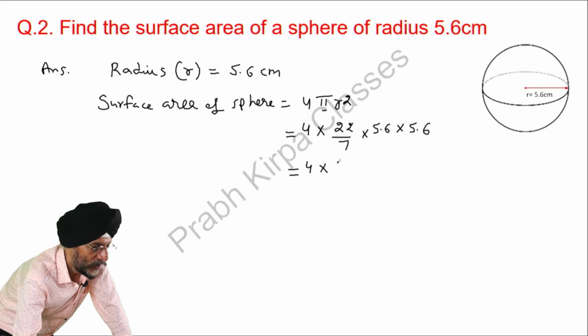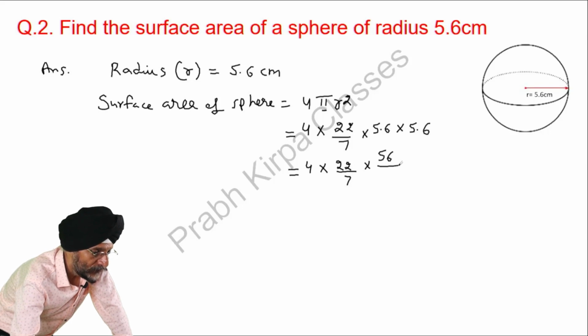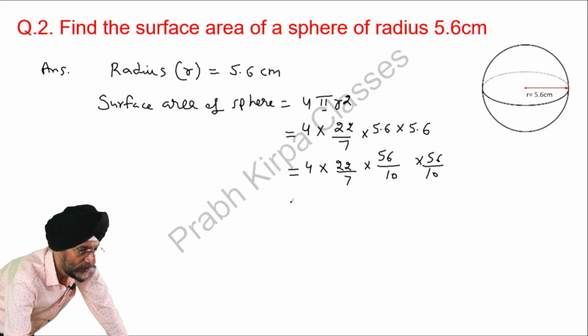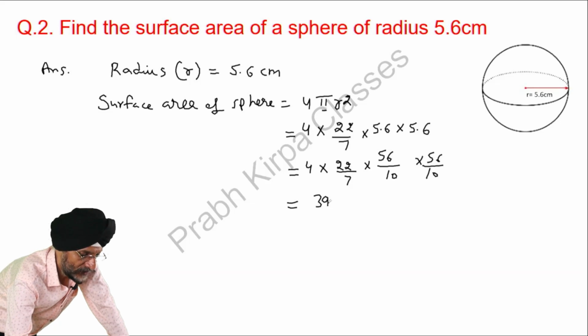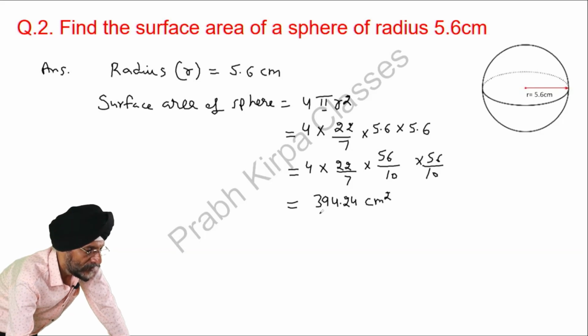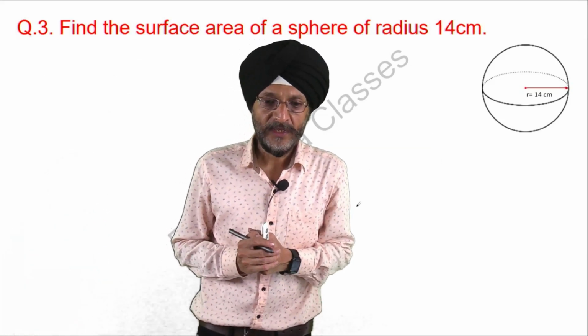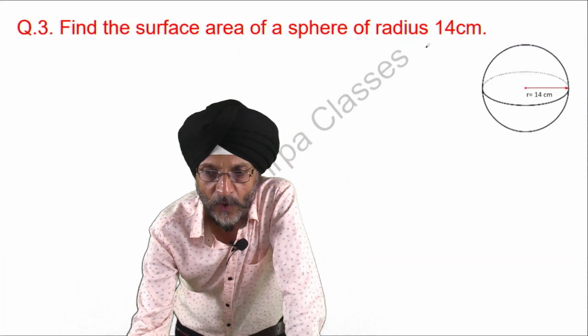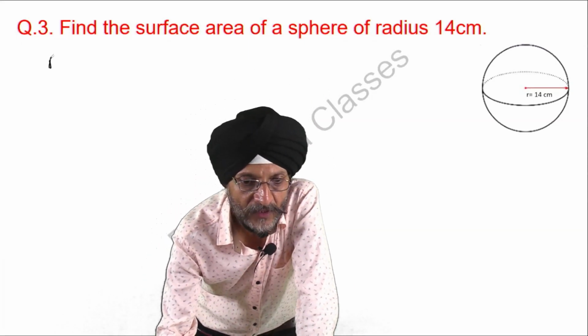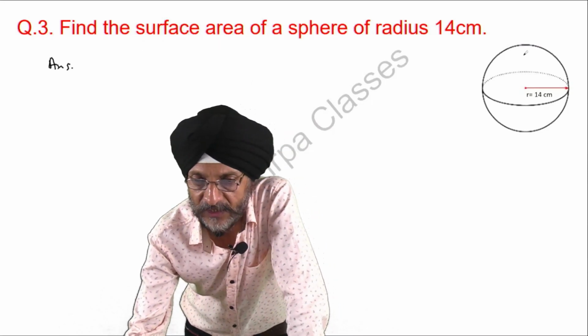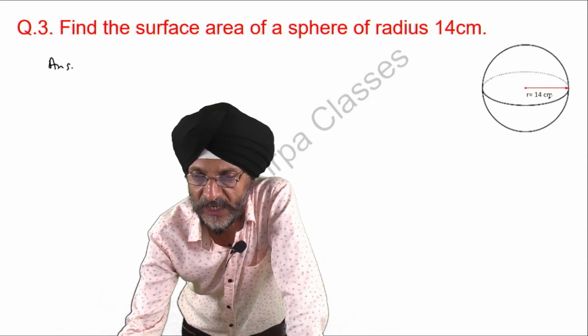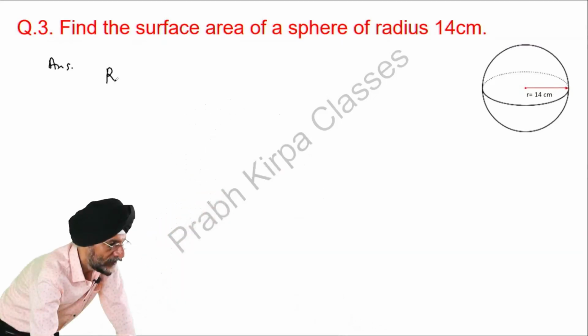Now 4 into 22 over 7 into 56 over 10, 56 over 10. If we solve it, it will come 394.24 square centimeter. This is the answer. Now the third question before you is, find the surface area of a sphere of radius 14 centimeter. Now you can see here that this is a sphere, this is the radius 14 centimeter which has been given to us.